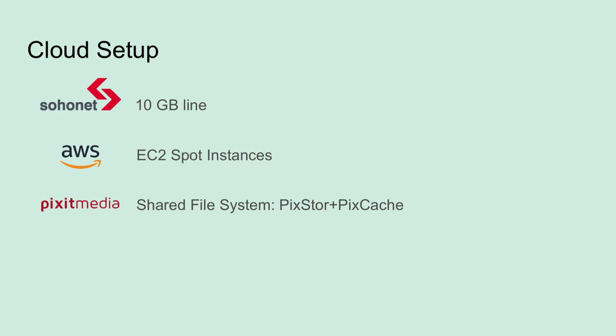One thing that's really important, and I think that's quite different from other studios, is that the render nodes on-prem or in the cloud are seeing the exact same shared file system. That's using a solution by Pixit Media based on GPFS. Basically, we have a Pixstore server on-prem and then multiple Pixcache servers in the cloud or in our Cardiff office.